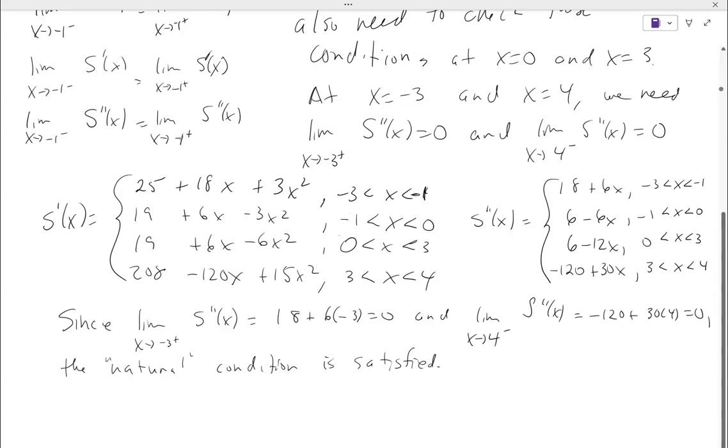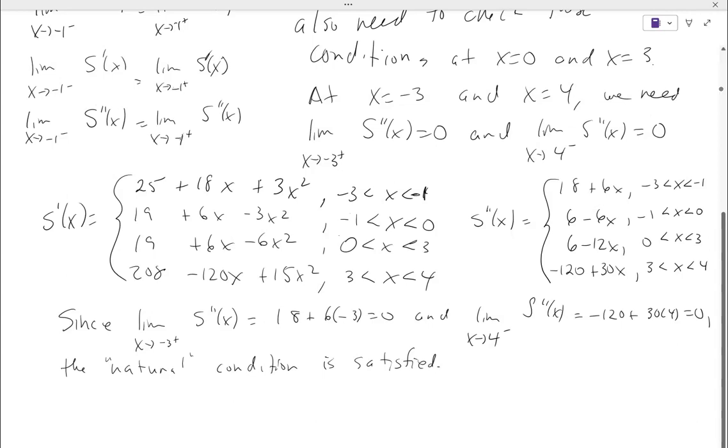We put in -1 into this one, we get 25 minus 18 is 7 plus 3 gives me 10. Put -1 in here, I get 19 minus 6 is 13 minus 3 is 10. So it matches there, right? And then continue down. This one's super easy, checking it at 0, because I get 19 in both of those.